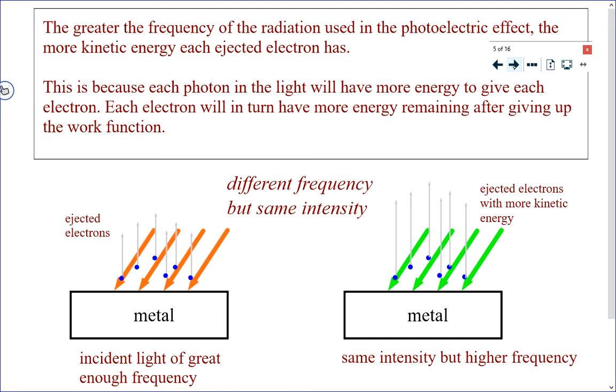When the electrons absorb green photons, they use the same amount of energy in escaping the metal as they did before, but that means they're going to have more energy left over because green photons have more energy than orange photons. In the case of the green light, each electron was given more energy compared to how much it was given in the case of the orange light. So it has more left over.